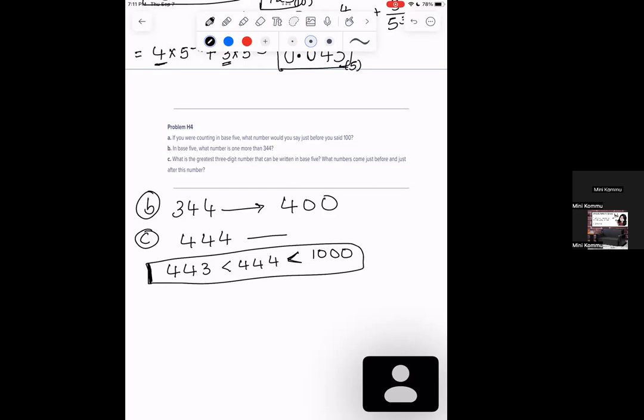It'll be 5 cubed, right? Because the place values are 5 to the power of 0, 5 to the power of 1, 5 to the power of 2, 5 cubed. 5 cubed is 125. So 125 in base 10, converted into base 5, you will get 1000. Got it? That is the smallest 4-digit number. Convert this into base 5, you'll get 1000. And that is how you will find out. All right.